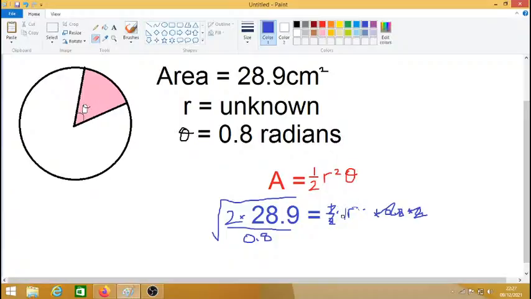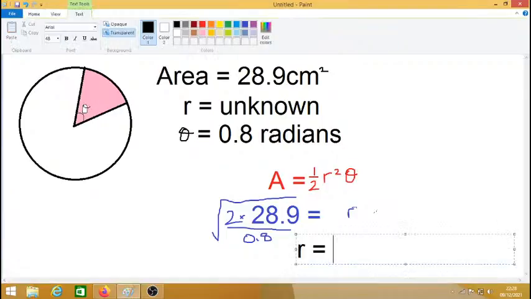So we just need to put that into a calculator. Square root of 2 times 28.9 all divided by 0.8, and then we need to square root that. So it has to be typed in just like that, and I'll give you a few seconds to do that. Okay, we should get the answer. r is equal to 8.5.